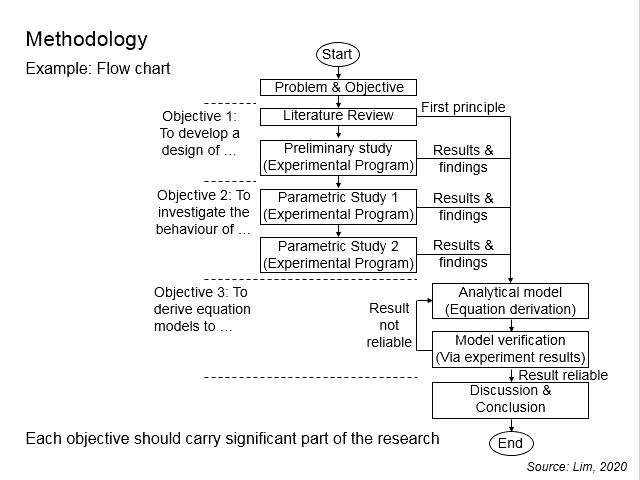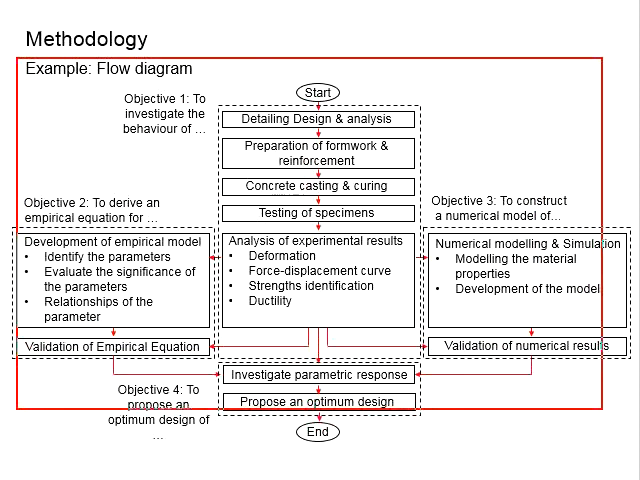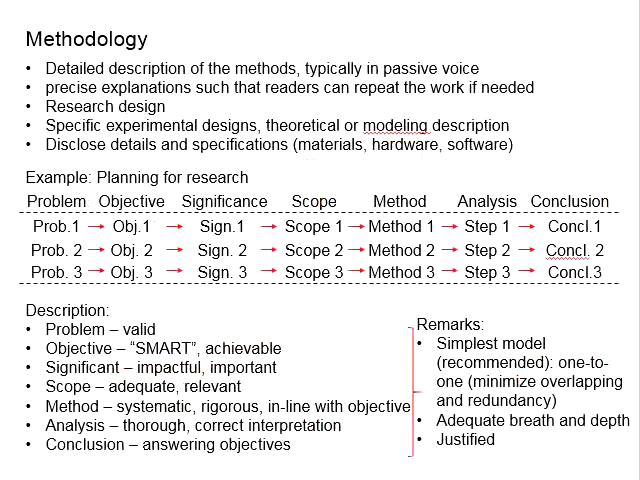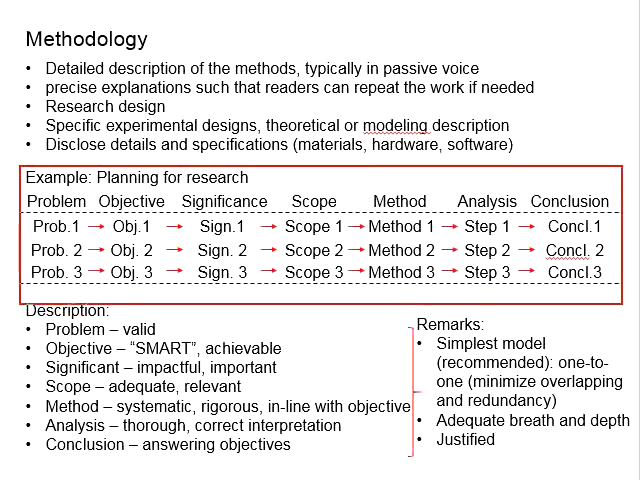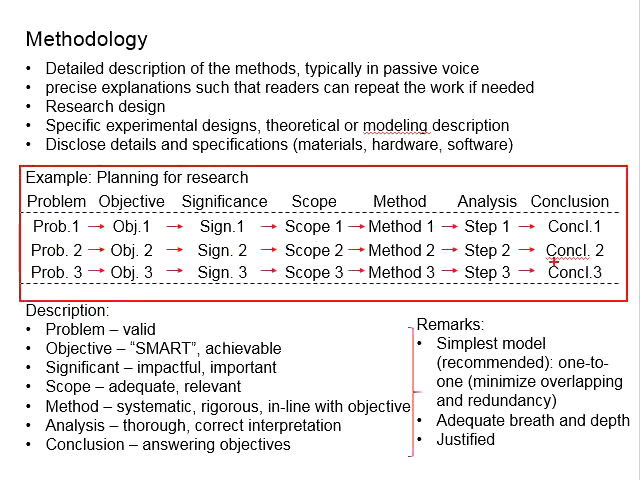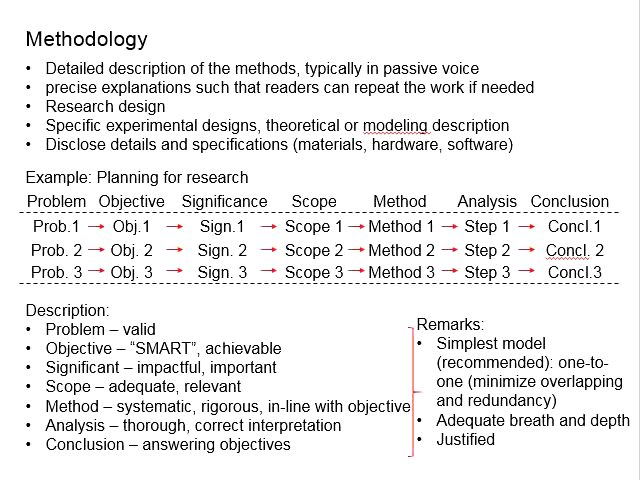In the previous videos, we have discussed two examples of research design, as demonstrated by the flowchart here, as well as the flow diagram here. The two research designs were designed on the basis of the simplest model of one-to-one, and it was mentioned the significance of having an optimum research design without overlapping and redundancy.